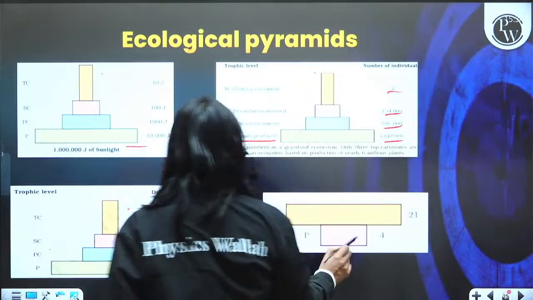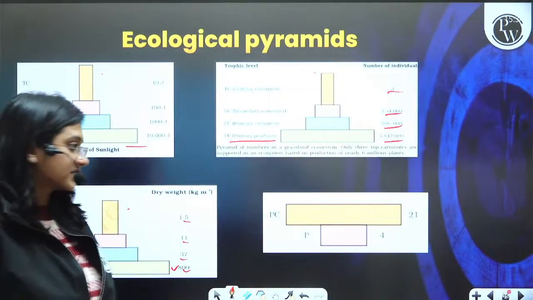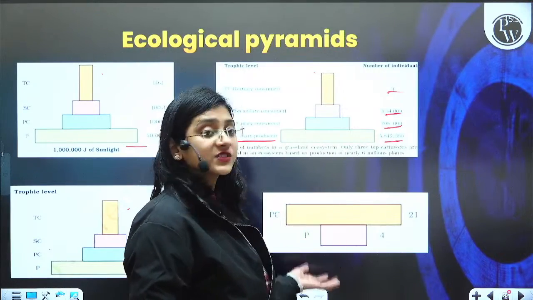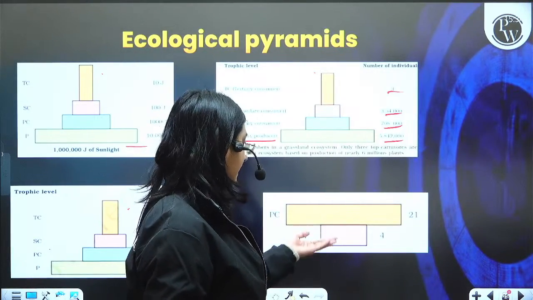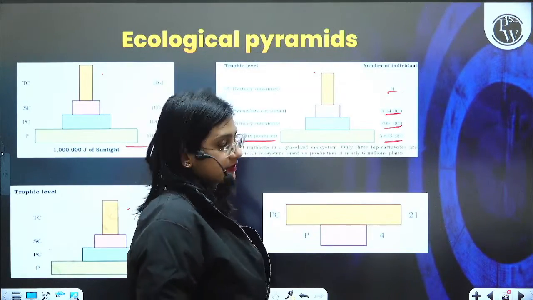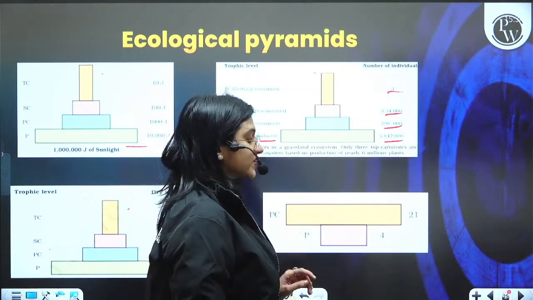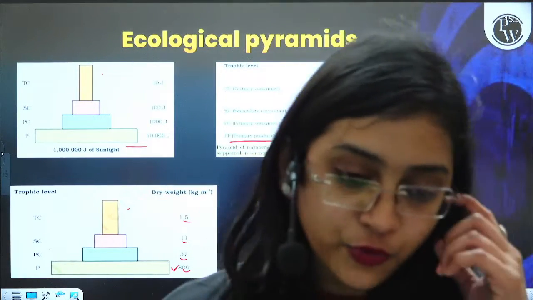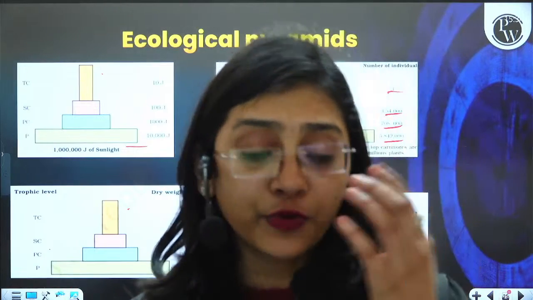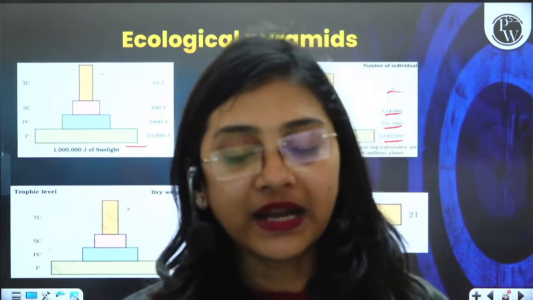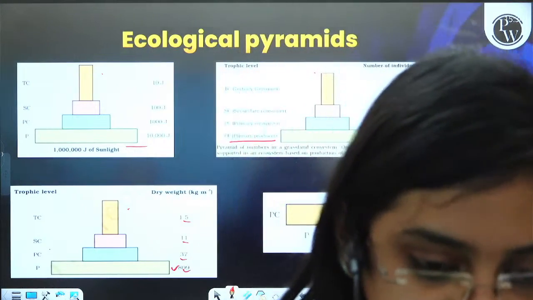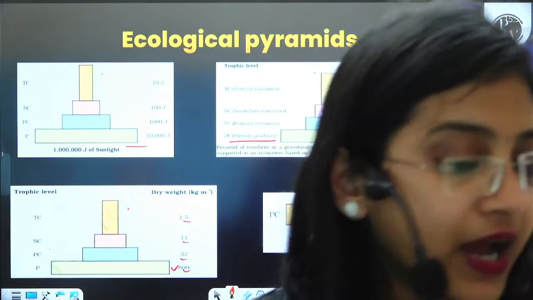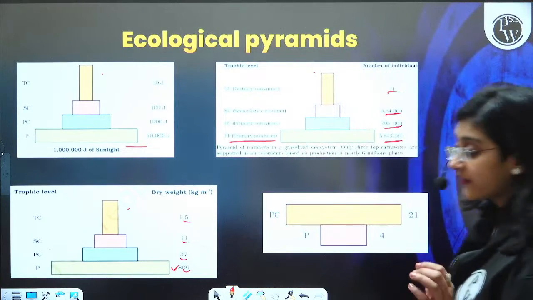Producers are phytoplanktons. Their number is more, but if you see the mass, they have lesser mass compared to the zooplankton. Here PC is zooplankton. Amoeba and all these protozoa, some of the protists, are examples of zooplankton. Amoeba, Plasmodium, Euglena, those are all examples of zooplankton. Fine. I hope you have got it.